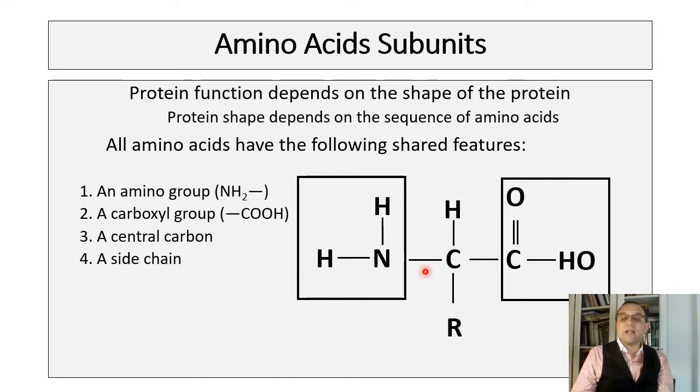Then we have a central carbon right here, and a side chain. Each amino acid has a unique side chain. That's what makes them different. So, amino group, carboxyl group, central carbon, and a side chain.